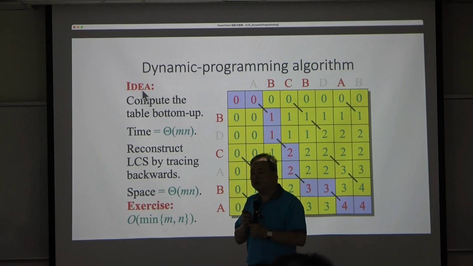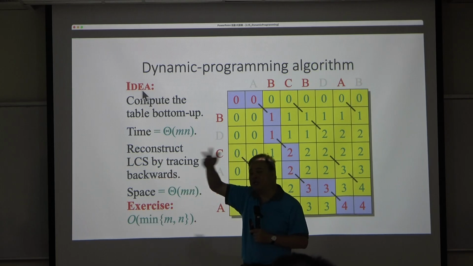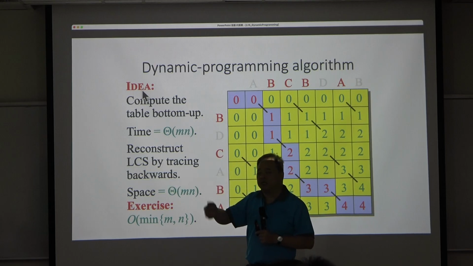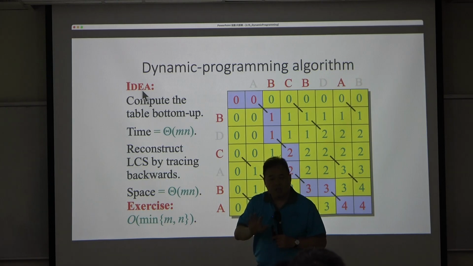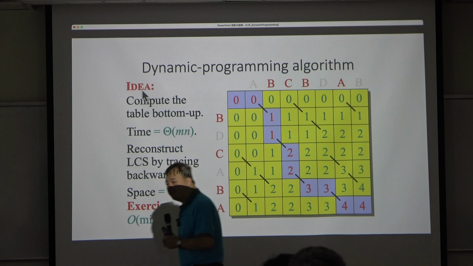So that's the reason you only need min(m, n). Why min? Because you could do row major or column major. Whichever is smaller, you do it that way. And you only need two of them, so it's like 2m or 2n. Okay, just to give you a hint.